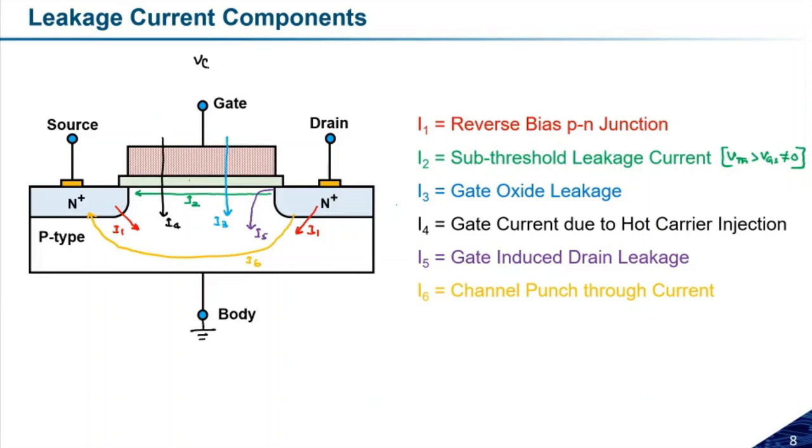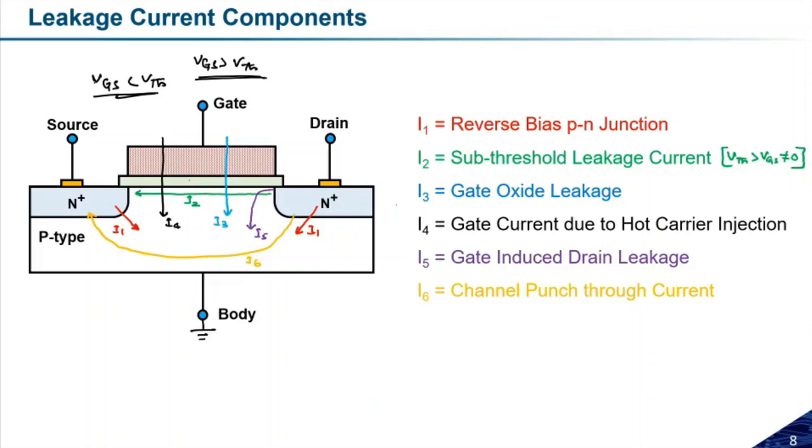We know that if VGS is greater than VTH, this is the condition to turn on the NMOS transistor. Now what happens if I have some VGS which is less than VTH? What does it mean? The device is in the off state, so there should be no current flow between the source and drain.